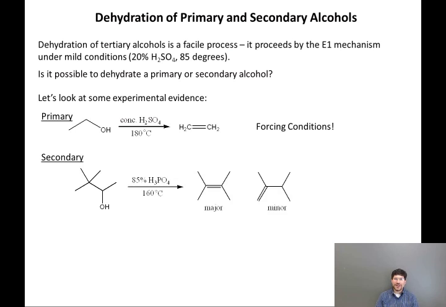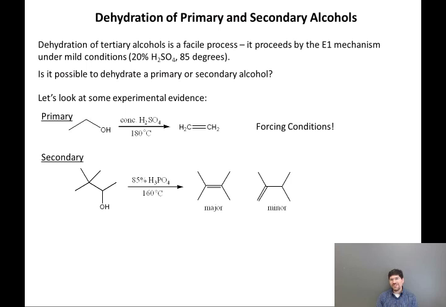And what about secondary? I'm giving you a rather interesting example here. This molecule is 3,3-dimethyl-2-butanol, and you don't have to heat this one to 180 degrees. You only have to heat it to 160 degrees. And you don't actually have to use sulfuric acid for this reaction. This reaction will go in phosphoric acid, and concentrated phosphoric acid as an aqueous solution is 85% phosphoric acid.